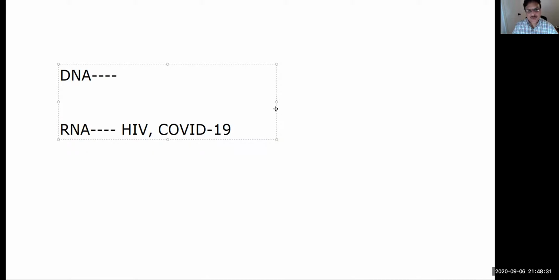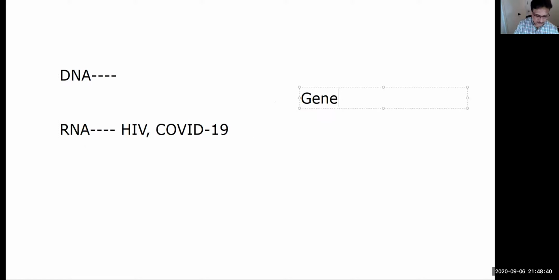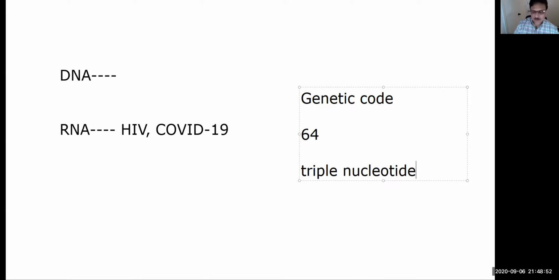But what is constant, whether it is viruses, bacteriophages or bacteria, is the genetic code. The genetic code is a table of 64 triple nucleotides, and each triplet of nucleotides corresponds to a single amino acid.